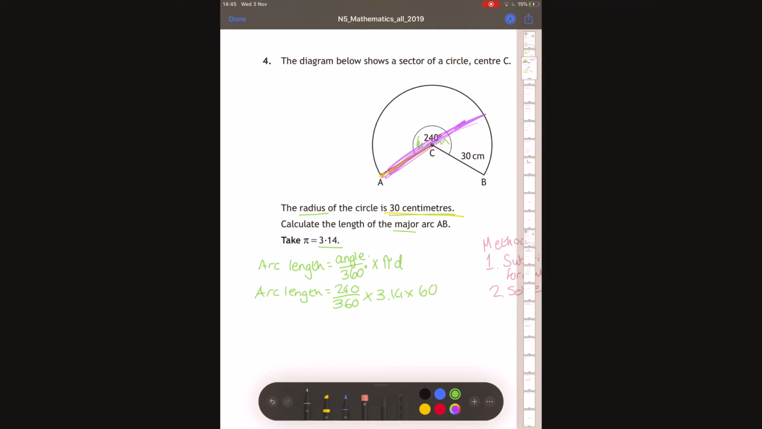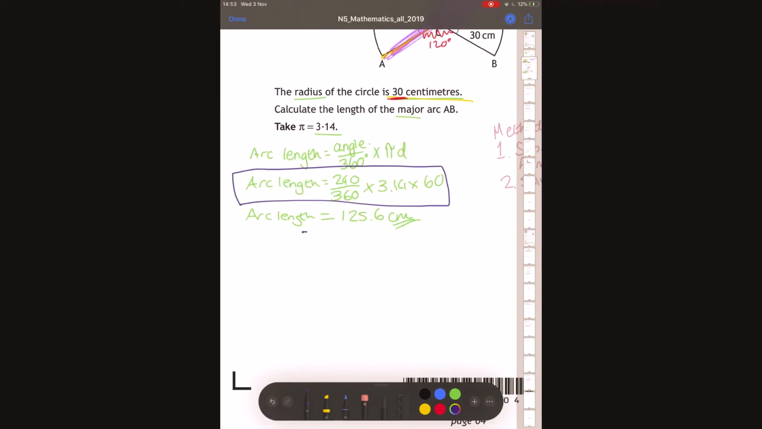Now, solving that, I'm just looking at the marking scheme right now, the SQA is telling me that that is equal to 125.6 centimetres. Remember to include your units, guys. So to solve that stage, I'm just going to take this sum and put it down here: 240 over 360 times 3.14 times 60.